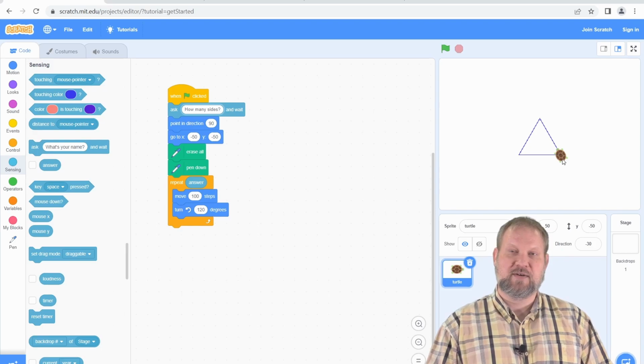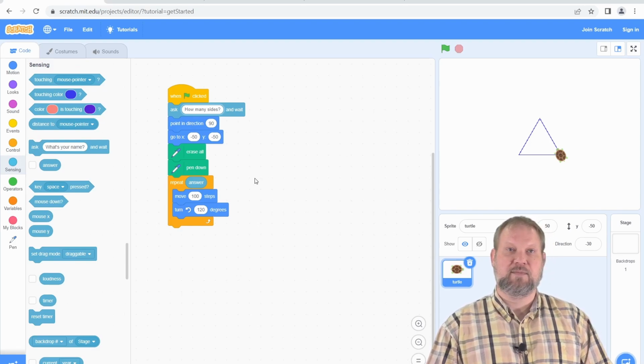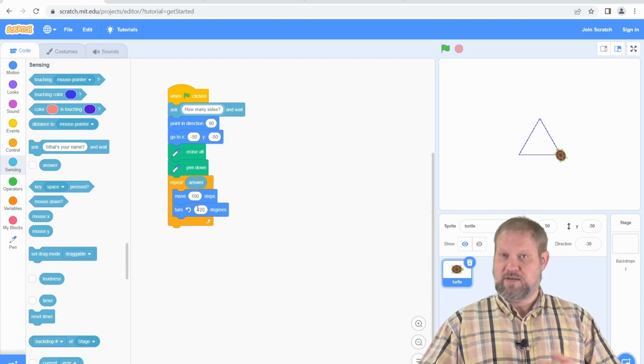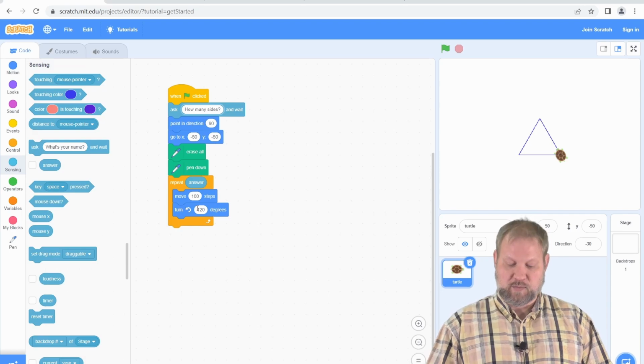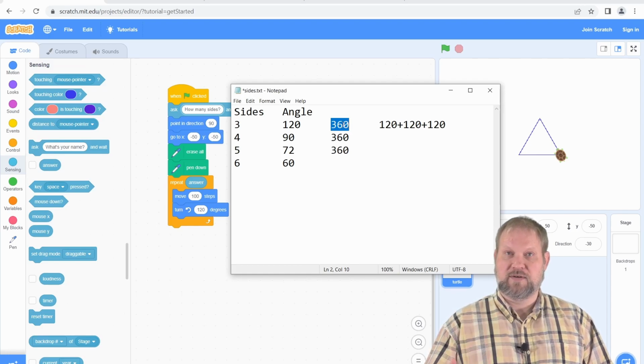But notice our turtle is now in a new spot. So it's actually drawn 1, 2, 3, and a 4th side. It actually went through an extra time because it drew 4 sides instead of 3. Now, this turn 120 degrees, we need to change that to be the angle that we need. And if you remember what we just talked about with that table, the number of sides times the angle is going to be 360.